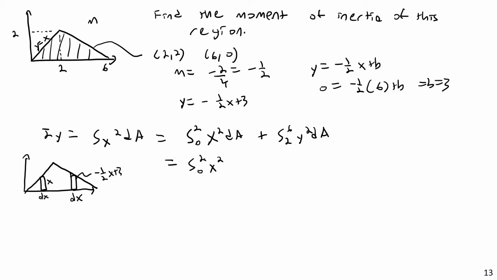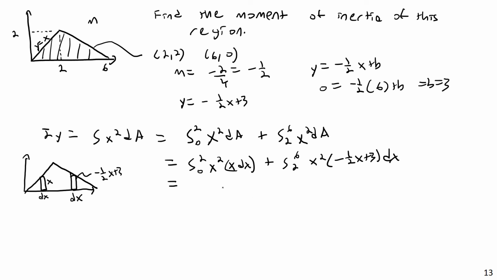Okay, so the integral from 0 to 2 of x squared times x dx for our dA there, plus the integral from 2 to 6 of x squared dA, and that would be x squared times the height, which would be negative 1/2 x plus 3, times dx. Maybe I'll integrate these separately.